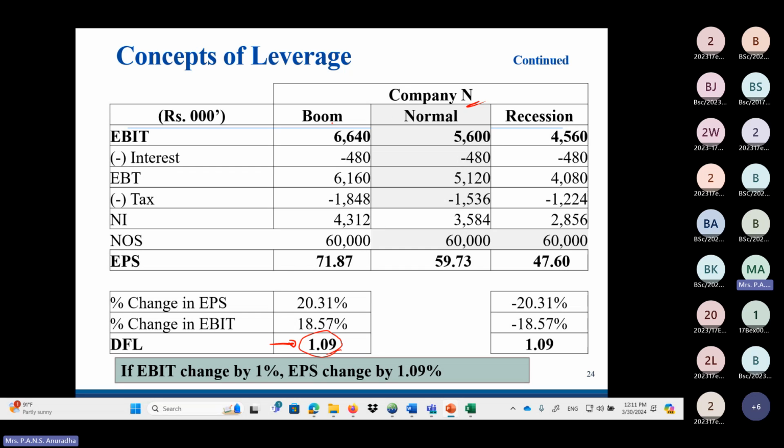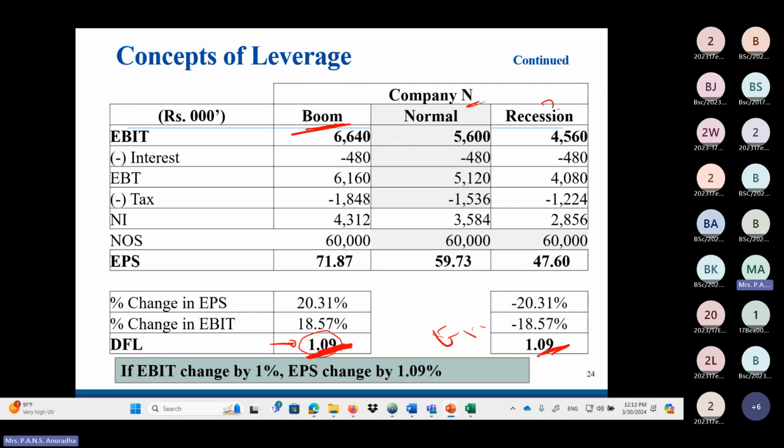So therefore in a boom or in a favorable economic condition, if EBIT increased by 1%, earning per share is increasing by 1.09%. But the problem or the risk is if EBIT decreased by 1%, if a recession happens, their earning per share is decreasing by 1.09%. So this is the financial risk. This is the risk. So if an unfavorable situation arises, there is a risk. So that is the financial risk.